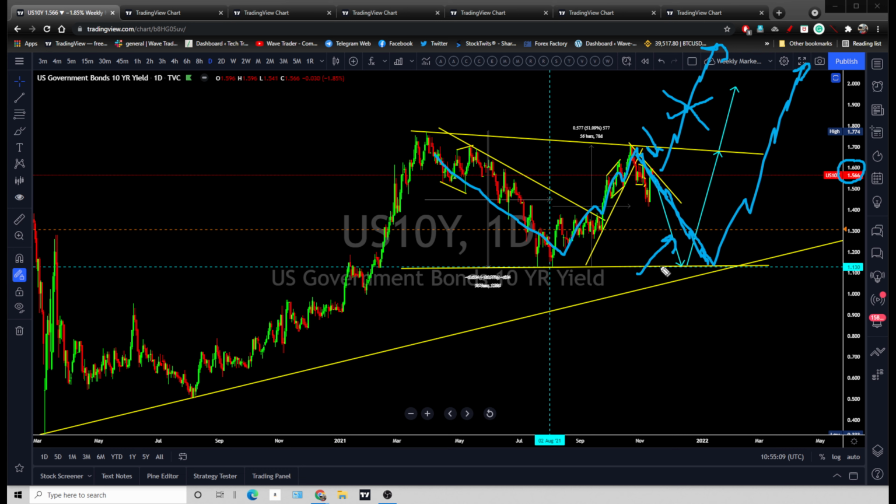Another thing, the higher the rate goes aggressively, the bigger the problem is going to be for the Fed to manage that. They will not let the rates go higher aggressively. So hopefully you understand that.